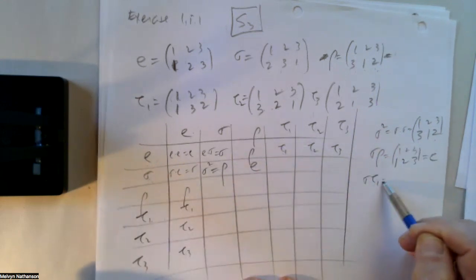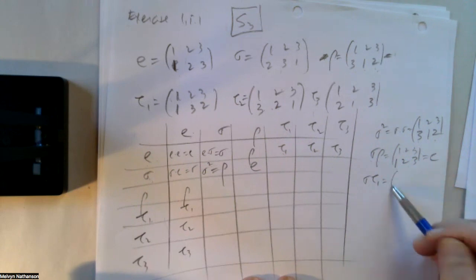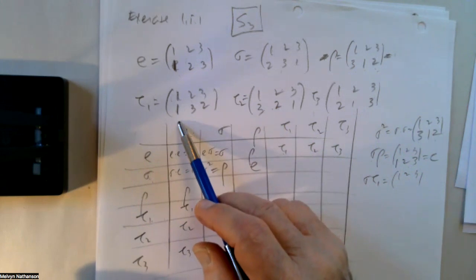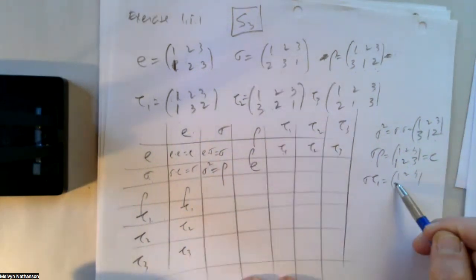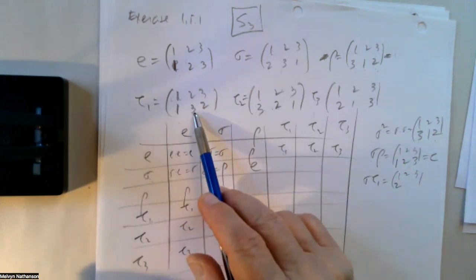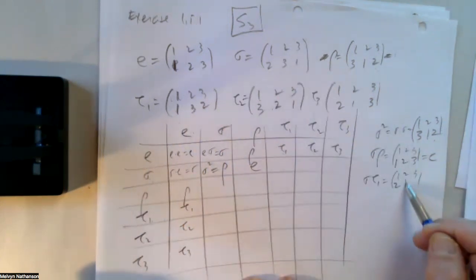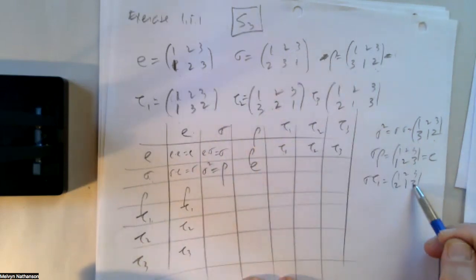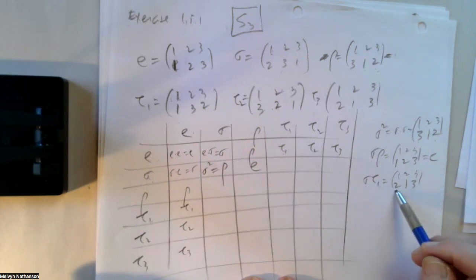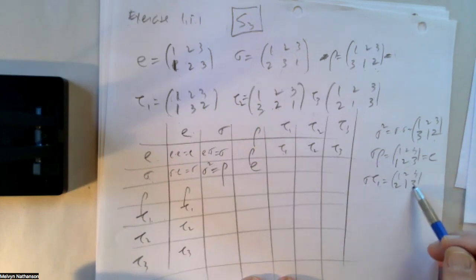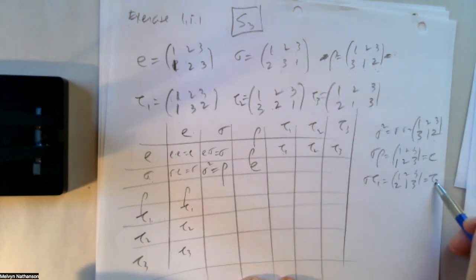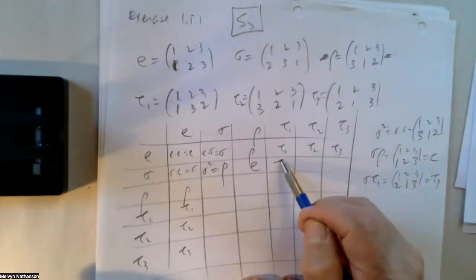What goes here? Sigma times tau 1. So what is that? Tau 1 sends 1 to 1, and then sigma sends 1 to 2. Tau 1 sends 2 to 3, and sigma sends 3 to 1. Tau 1 sends 3 to 2, and sigma sends 2 back to 3. So sigma tau 1 is the permutation 2, 1, 3. That fixes 3 and interchanges 2 and 1. That's exactly tau 3. Right.